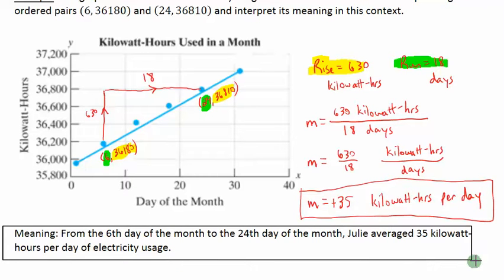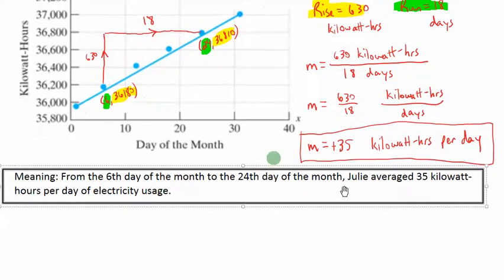Okay? So that's the meaning of that slope in this particular problem. It's a rate. It's a rate because it's kilowatt hours per day. That makes it a rate. How much per something. Okay? Now, one last thing about this.